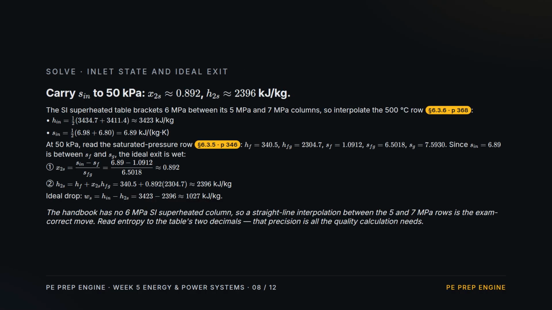First, the inlet. The SI superheated table has no 6 megapascal column, so interpolate the 500 degree row between 5 and 7 megapascals. Inlet enthalpy about 3423 kilojoules per kilogram. Inlet entropy 6.89. At 50 kilopascals, the inlet entropy falls between SF and SG, so the ideal exit is wet. Ideal quality is Sn minus SF over SFG, about 0.892. Ideal exit enthalpy is 2396, so the ideal drop is about 1027 kilojoules per kilogram.